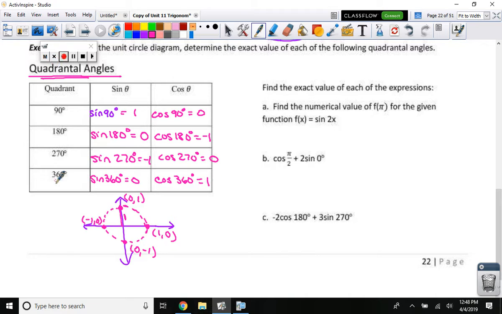So you don't need a calculator for that, right? We said our quiz is not going to be using a calculator for the first piece. You wouldn't need a calculator for, if I said what's the sine of 90, you should be able to figure that out. You should not need a calculator to do that.